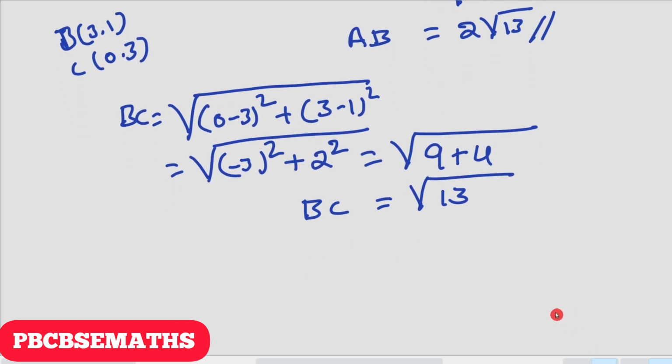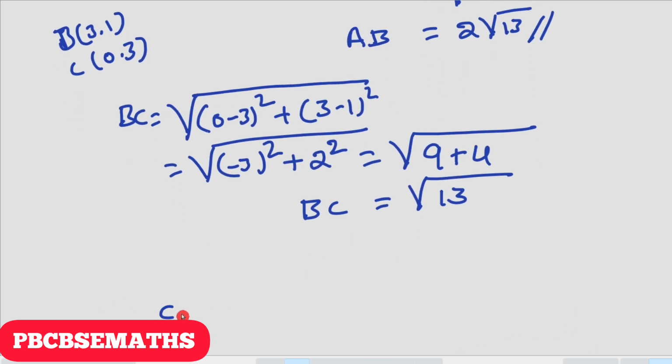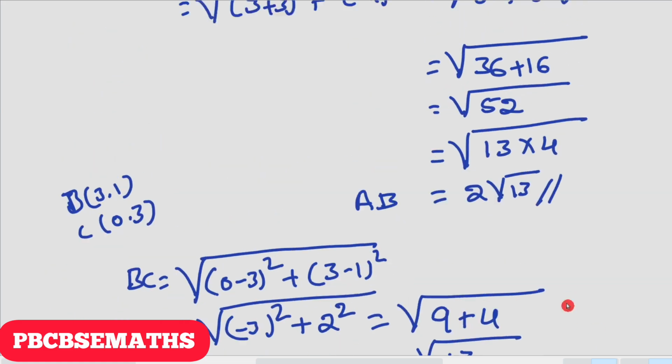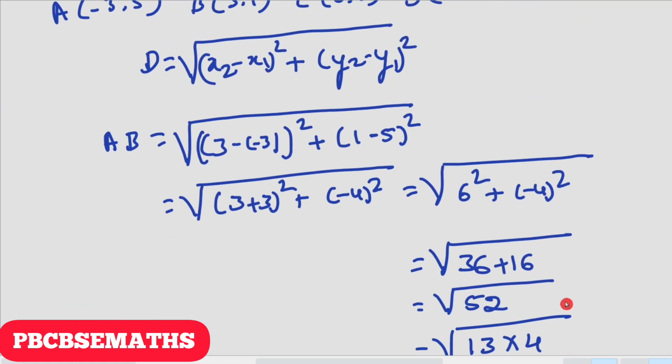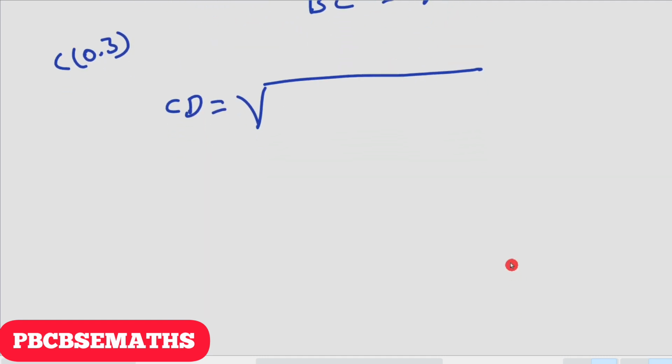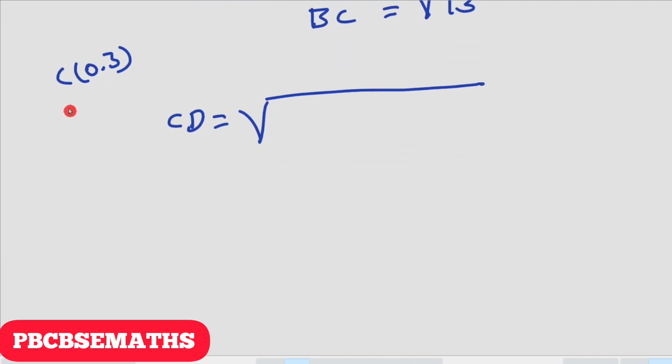Now let's find the value of CD. To find CD, we need the coordinates of C and D. Coordinates of C are 0, 3 and the coordinates of D are minus 1, minus 4. So let's write that, coordinates of D are minus 1, minus 4. Now let's find the distance between C and D using the distance formula. So consider D as x2, y2, C as x1, y1.